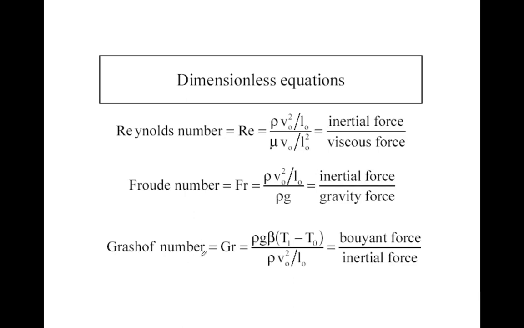And also, if you remember, we use in natural convection the Grashof number, which is a buoyant force, rho g, where rho is a function of temperature, divided by inertial force.